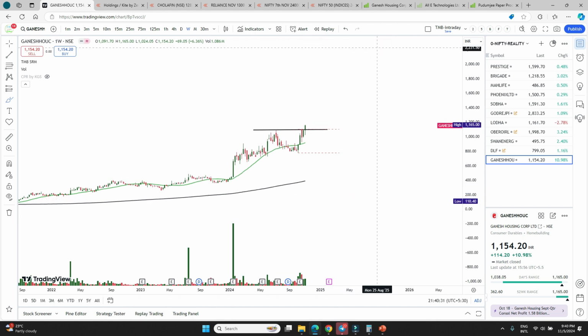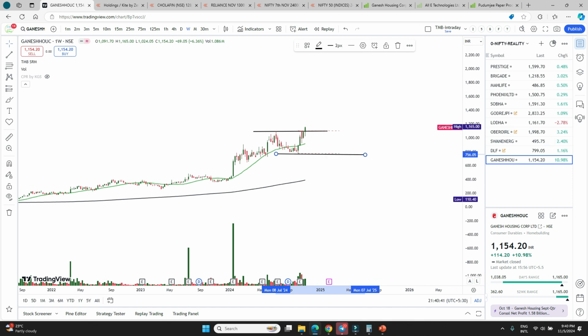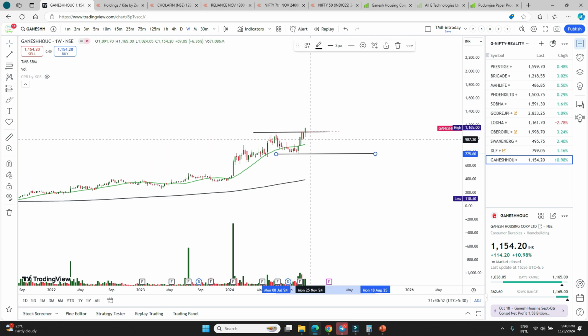If I see the weekly chart for the risk reward, 770 is the previous low. This is the previous low, 770, which is not a very high risk. We don't know whether we will get such a reward. For the time being, the risk reward is not in favor.